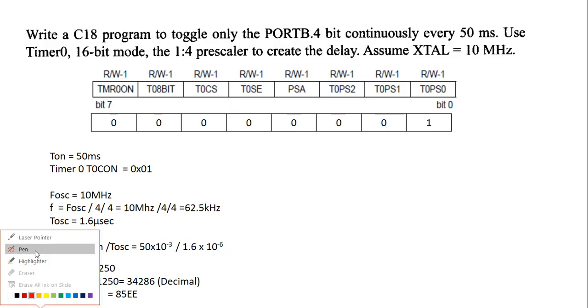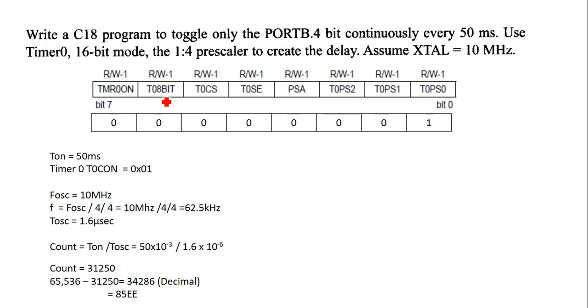Then T0 8 bit, this is used to select 8 bit or 16 bit mode. Now we are using only 16 bit mode, so it's 0. If it is 1, then it uses the 8 bit mode. Then we are using the internal clock frequency, so it's a 0.